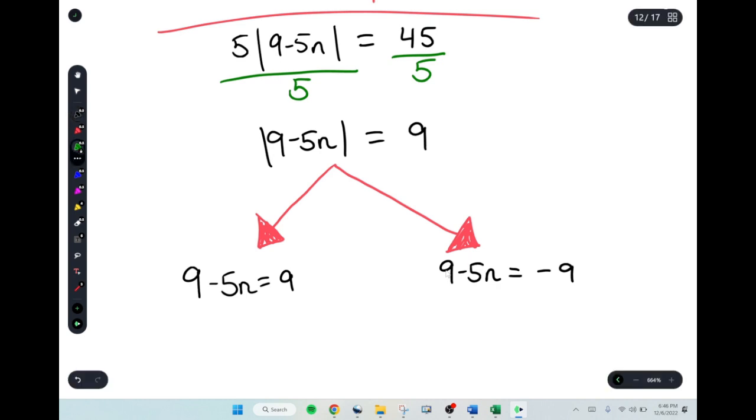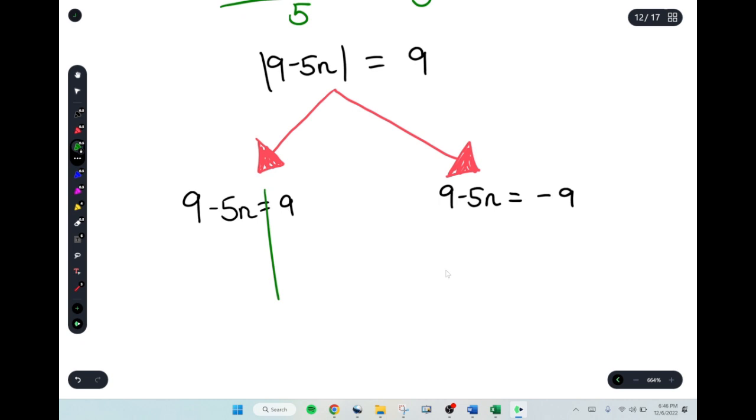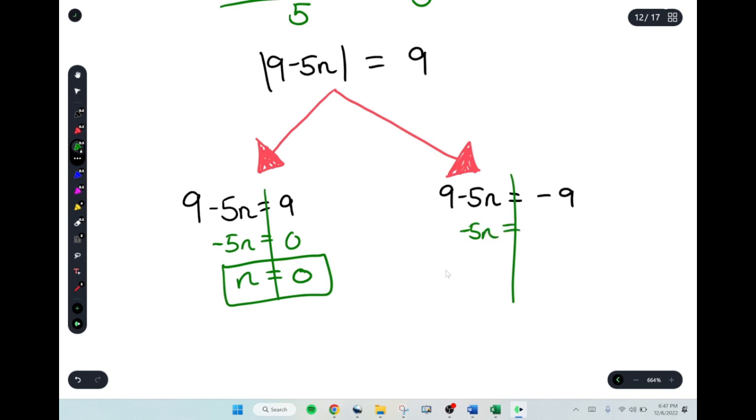That's the absolute value step. But you still have to do the normal math stuff. You know, draw a line, solve both sides. Negative 5n equals 0. n equals 0. Negative 5n equals... wait, that was wrong. No, that was right. Negative 18. n equals 18 over 5.